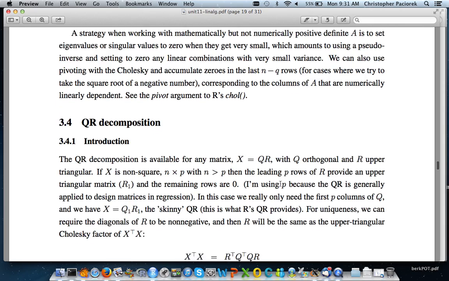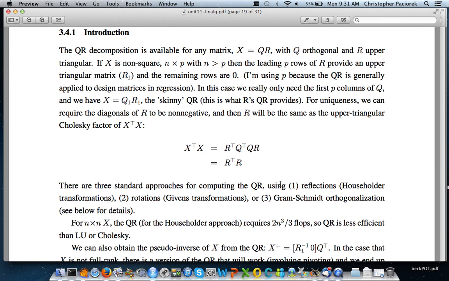Okay, so let's move on and talk about the QR decomposition. So the basic idea is we're going to decompose some matrix X, which can be a rectangular matrix, and in fact that's the canonical example: we're decomposing an X, a design matrix or predictor matrix for a regression problem. So we're going to decompose it into an orthogonal matrix and an upper triangular matrix.